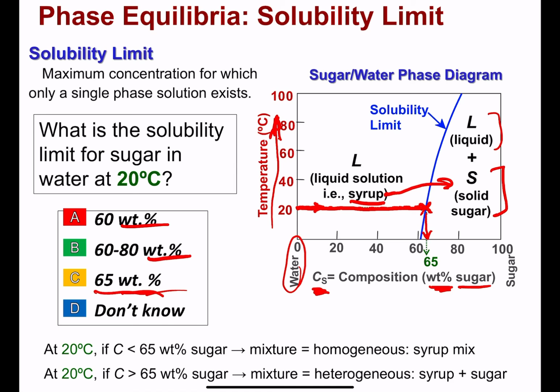Good. So in sum, if we're at 20 degrees C and the concentration of sugar is below 65 weight percent, we know and can expect a homogeneous sugar mixture. If we make a mixture that is higher than that, that is the concentration of sugar is greater than 65 weight percent, we can expect a heterogeneous mixture that is syrup and pure sugar.